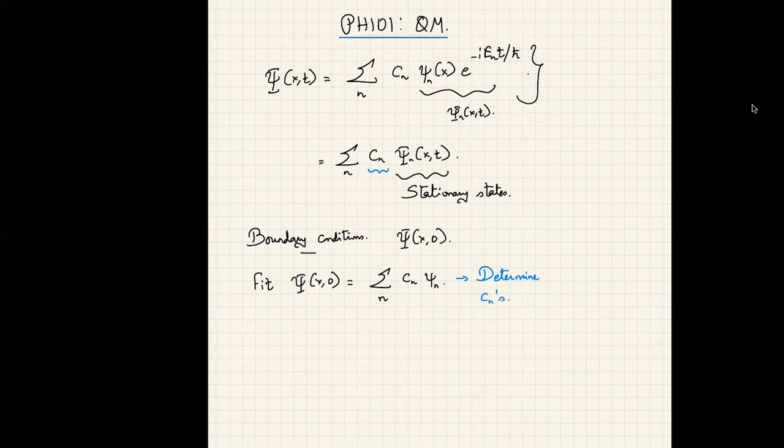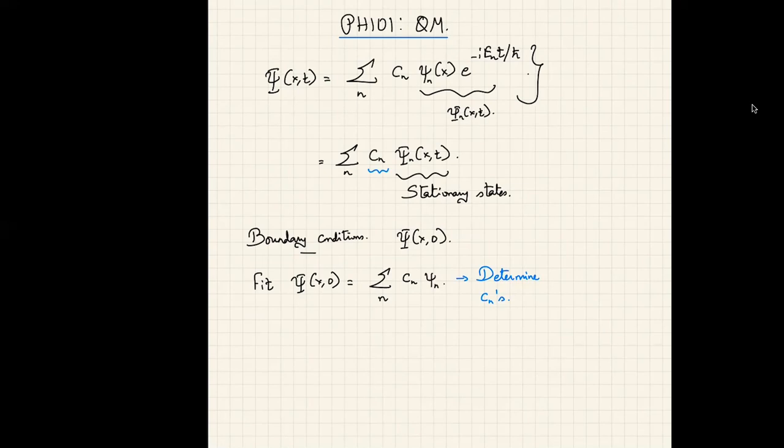Now, on the face of it, this might seem like a very crazy claim because there are many different Cn's, right? For each particular stationary state, there is one constant Cn. So with just one condition, psi of x comma 0 equal to this infinite sum, how can I determine all these Cn's? Well, the magic of this lies in the fact that these psi n's are the eigenfunctions of the Hamiltonian operator. And the Hamiltonian is a Hermitian operator. So these psi n's are orthogonal. In fact, they're orthonormal wave functions. So one can use this orthonormality of psi n's to determine all the Cn's, even though this is just one equation. So I will demonstrate this in the context of a very simple example.